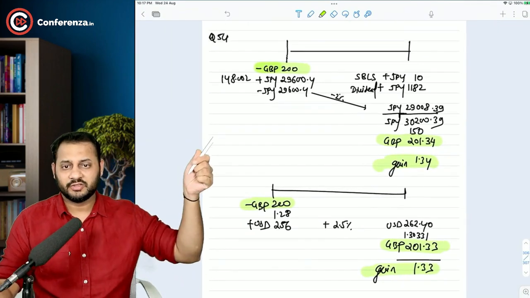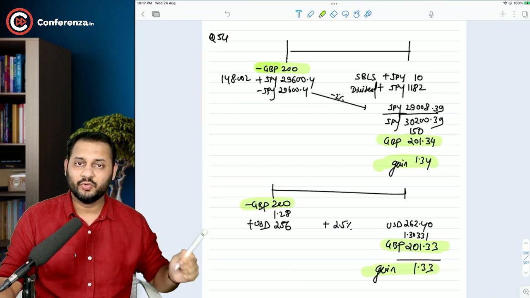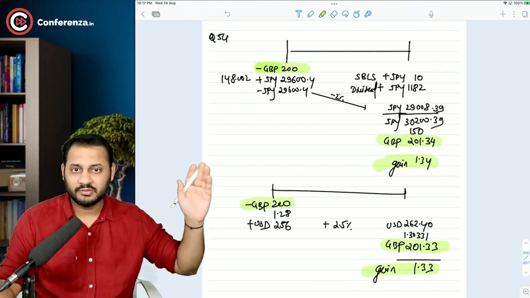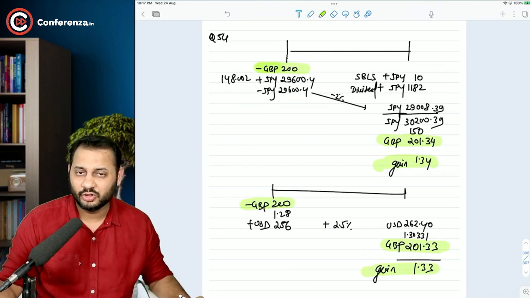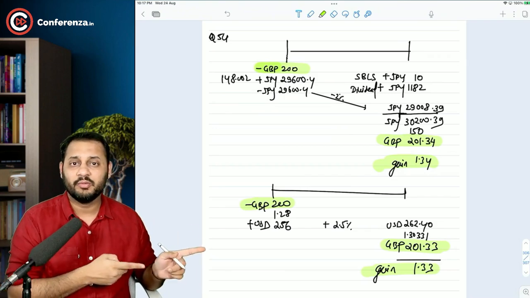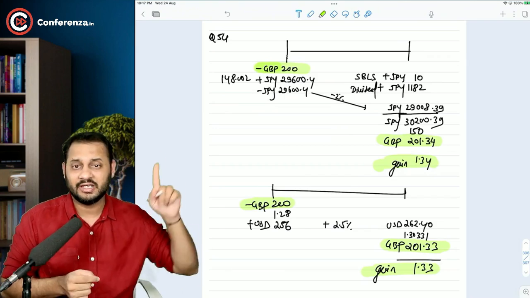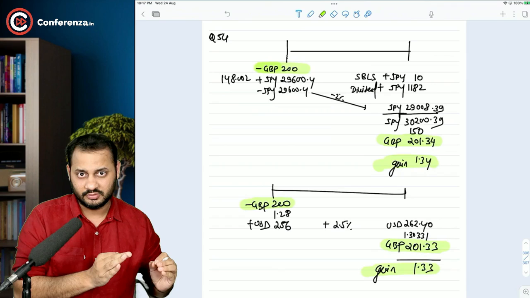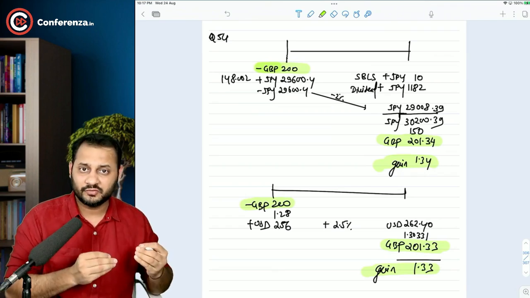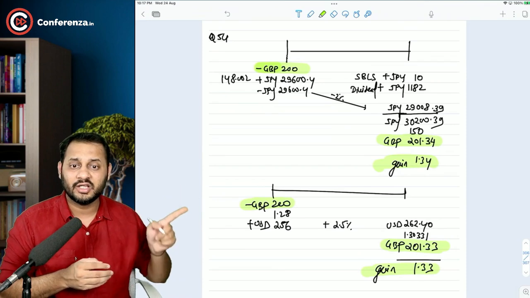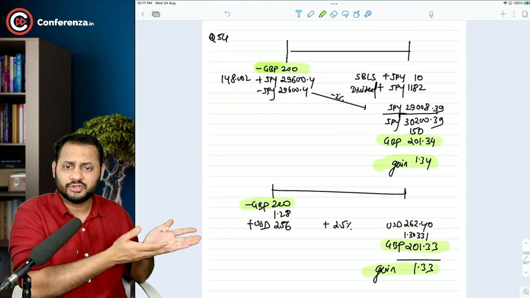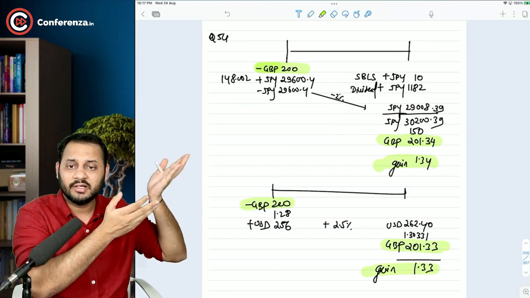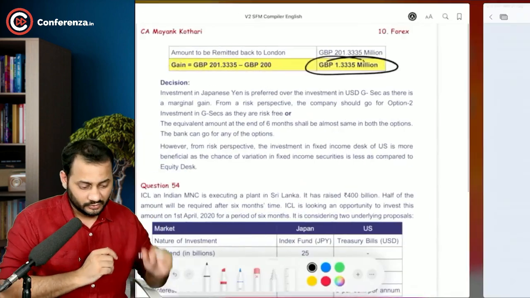In which option will you invest? Japanese equity or US bonds? It's very simple, sir. Since the gain is similar, the profit is similar in both the options, I will go with the US bond because bonds are a safer option than equities. Investing in equity means taking risk. And if after taking so much risk, I'm getting a return equivalent to the risk-free bonds, then I will surely go with the bonds. Why would I take the risk and have the same return when I can get the same return without taking any risk? Let's have a look.